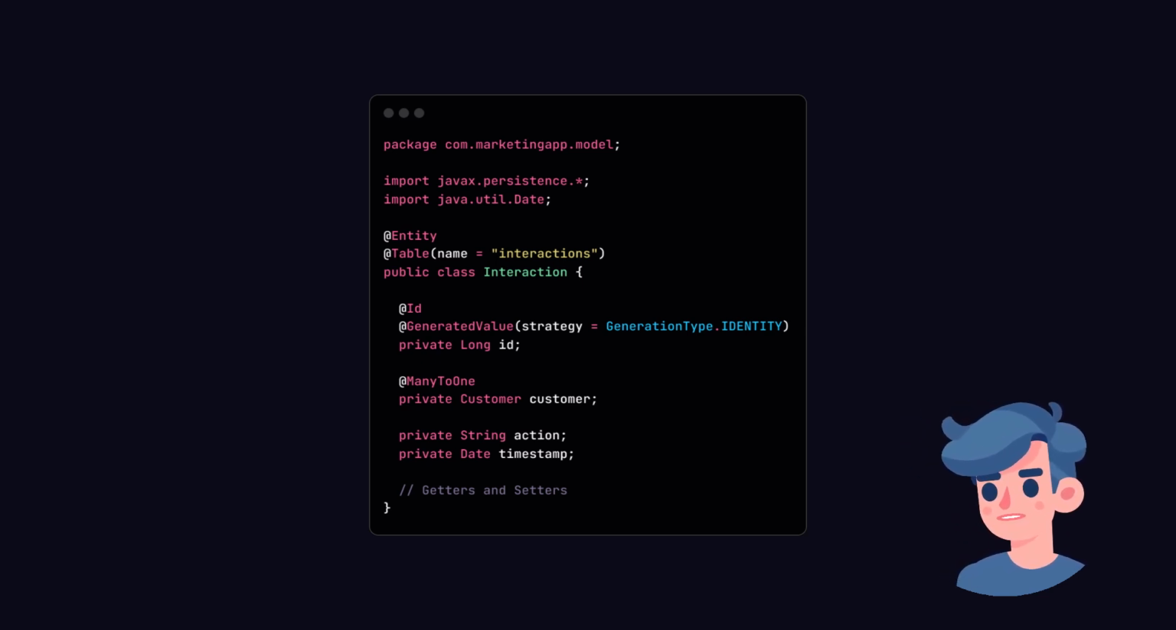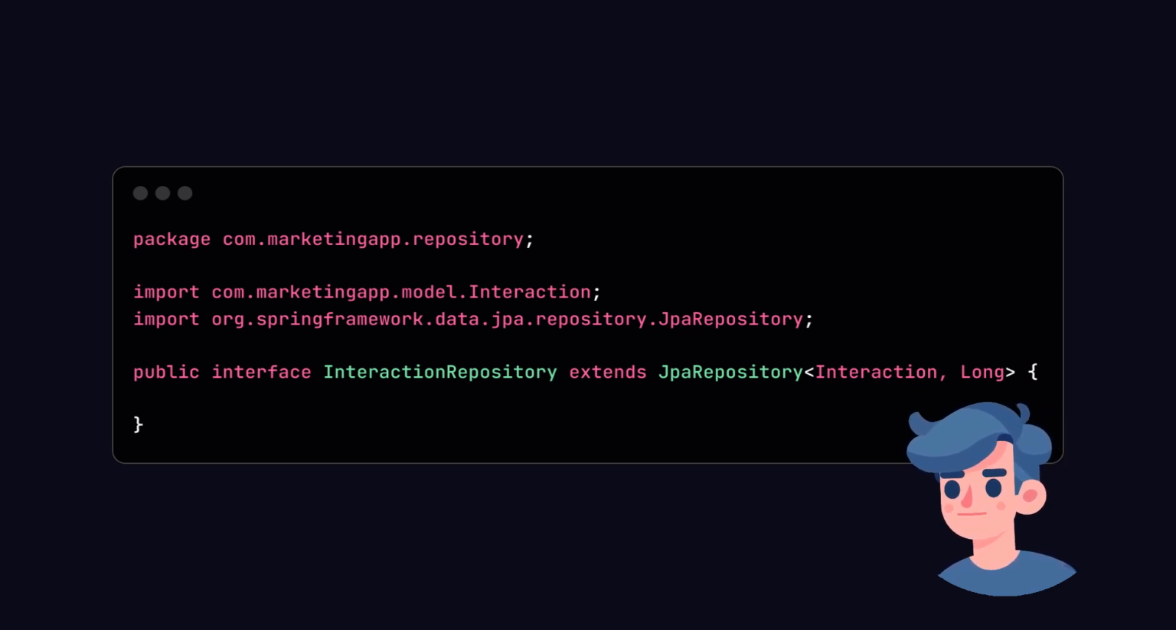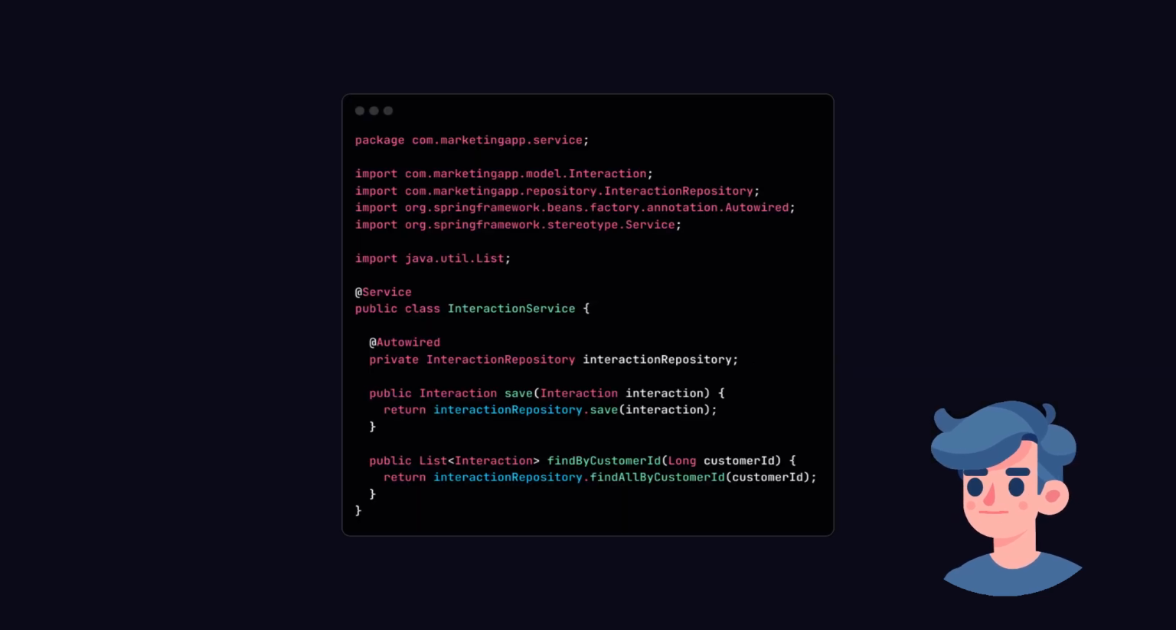We can start with creating an interaction entity. Let's also create an interaction repository to handle CRUD operations for the interactions. Add a new interface named InteractionRepository in the com.marketingapp.repository package. Next, we create an interaction service class that contains methods to record and fetch customer interactions. Here is how you can implement it.